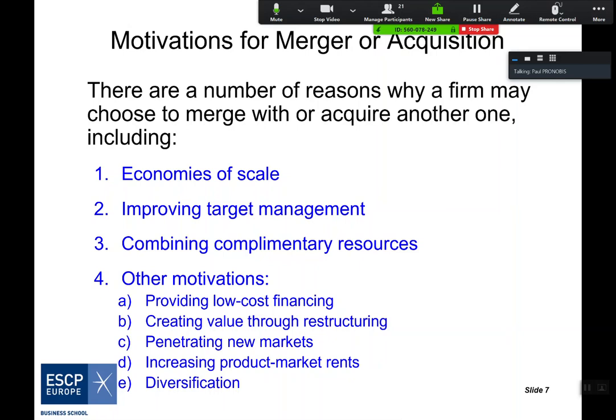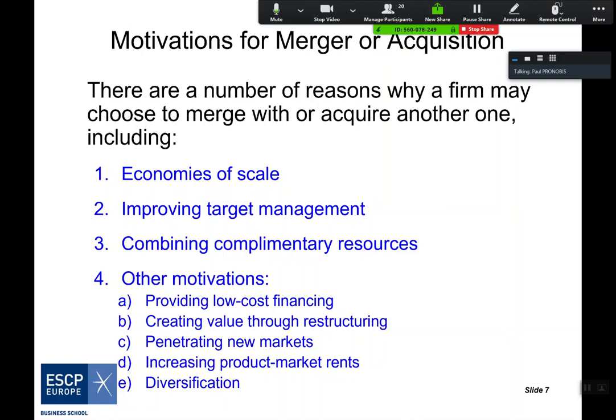Creating value through restructuring is something that is very, very frequently mentioned. What is very often meant by that is reducing the headcount of the two companies by, again, combining the resources. Penetrating new markets is something that is argued in the recent past. China is mentioned a lot in this regard. However, be careful with respect to what is mentioned in terms of new markets. If you think that market entry to China is overemphasized, then we as a security analyst should be skeptical about that.